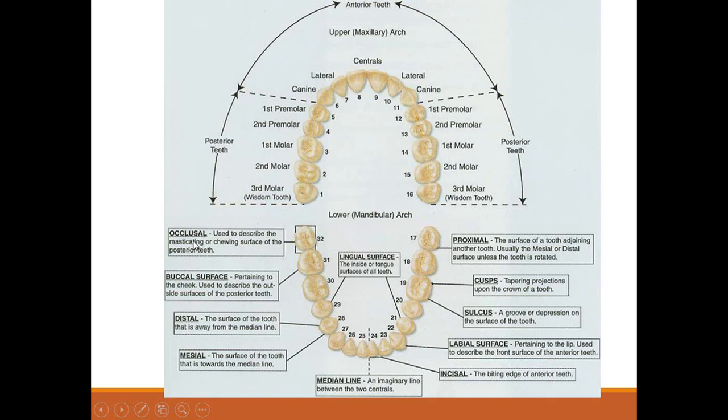Then we're talking about tooth surfaces. Occlusal is used to describe the masticating or chewing surface of the posterior teeth. So these back molars have a top surface, and that top surface is called the occlusal.